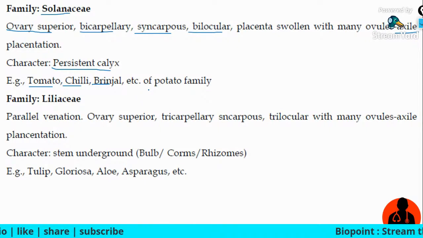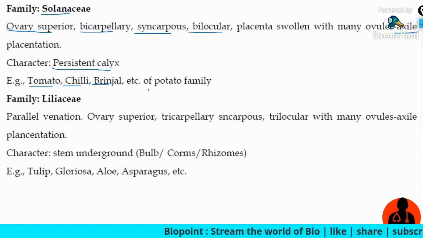Ashwagandha belongs to which family? Solanaceae family, previous year NEET MCQ. Ashwagandha belongs to the Solanaceae family.